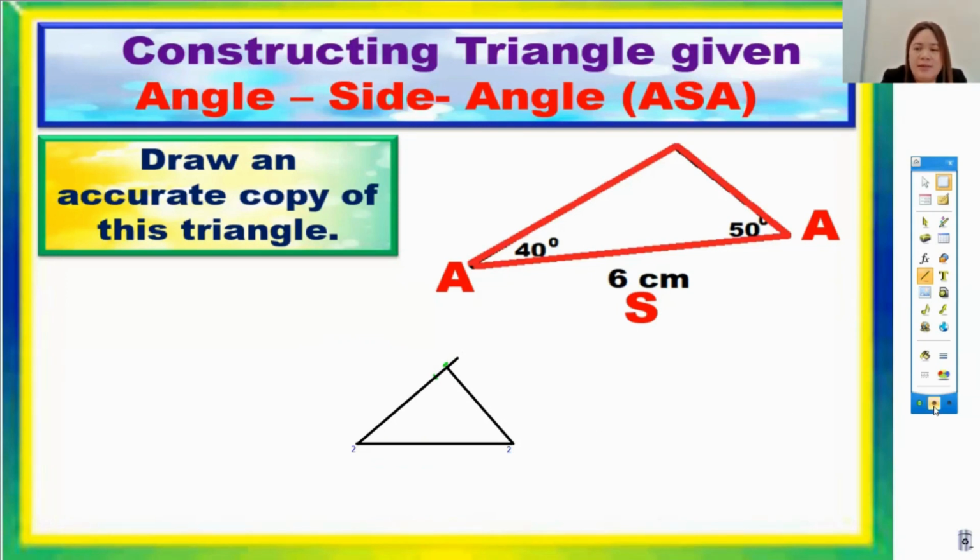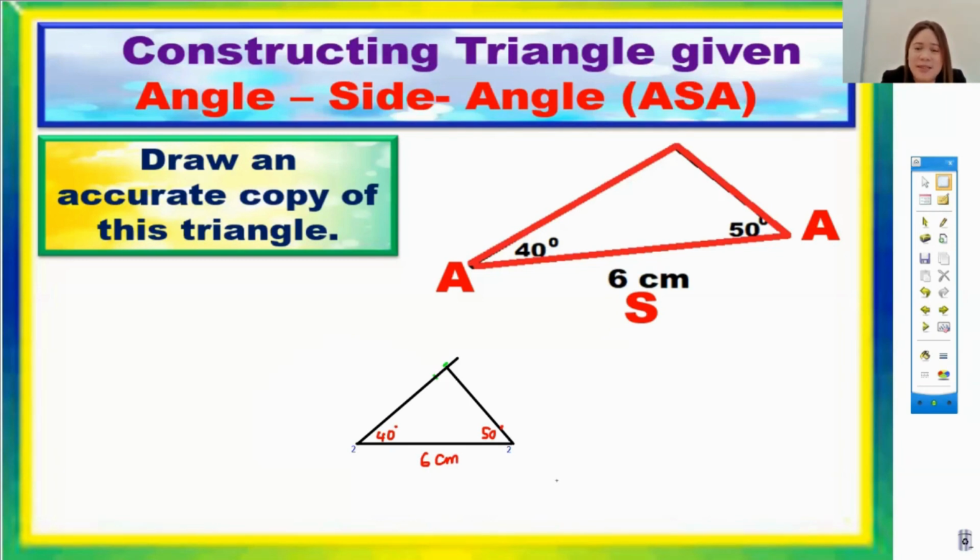And lastly, year 8, don't forget to label the sides and the angle. So this is your 40 degrees, and this is your 50 degrees. And of course, the side given is 6 centimeter. So were you able to get the correct answer or the correct drawing or accurate copy of this triangle, year 8? It's easy, right? Very good.